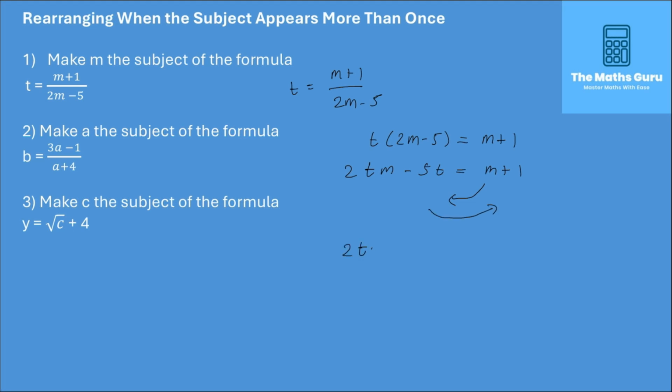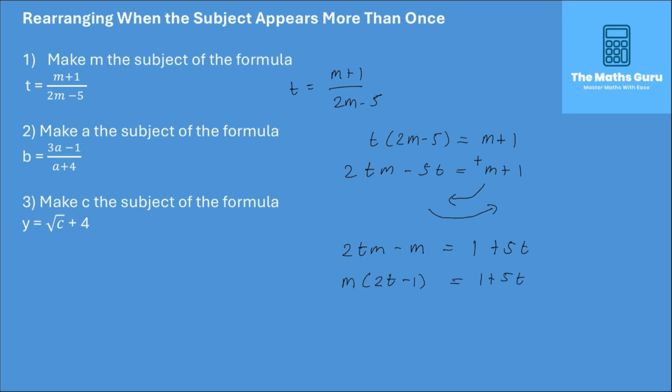So 2tm, we have to minus m from both sides because it's positive on this side. So minus m from both sides gives us minus m is equal to 1. And then to move the 5t to the other side, we plus 5t on both sides to reverse it. So 1 plus 5t. Now we can take out m as a common factor on the left-hand side. And that leaves us with a bracket of 2t minus 1 equals 1 plus 5t.